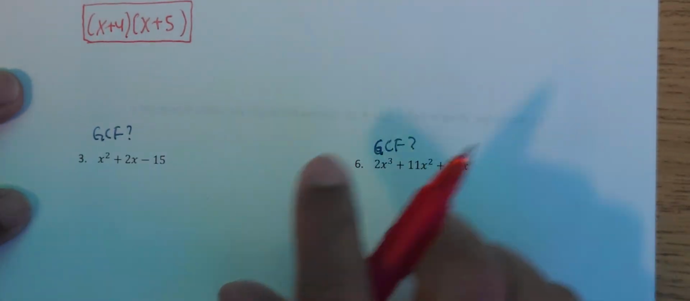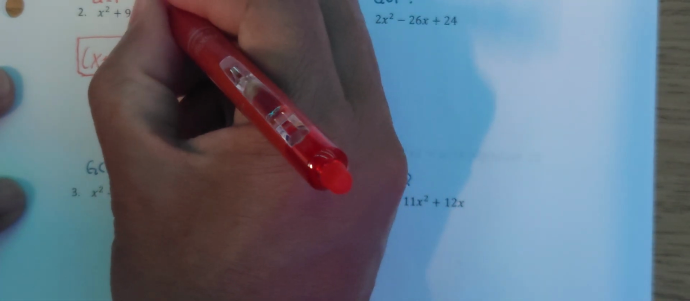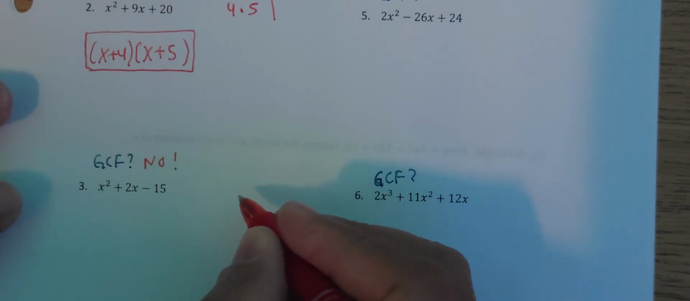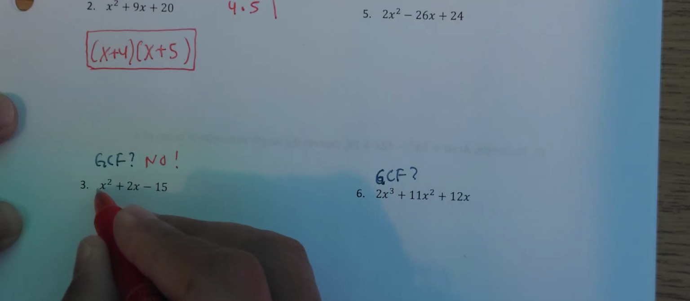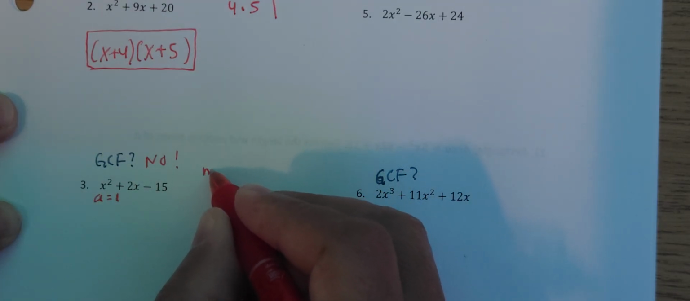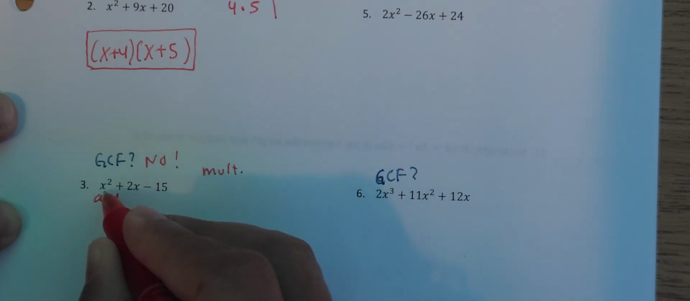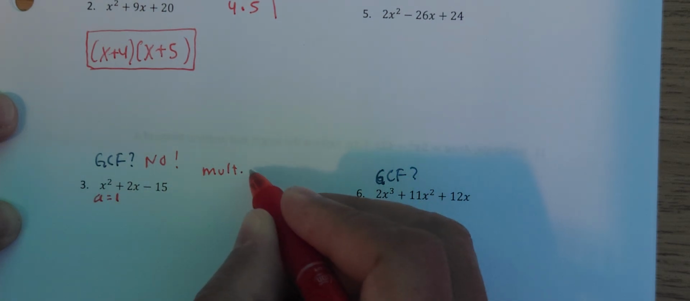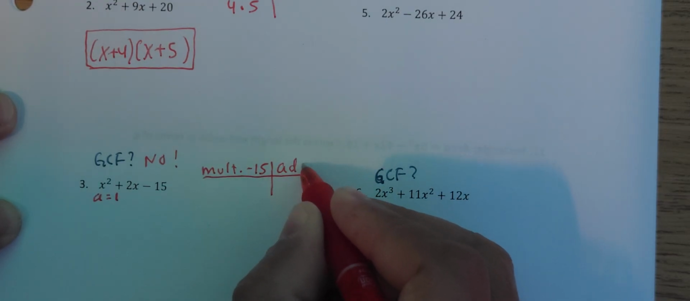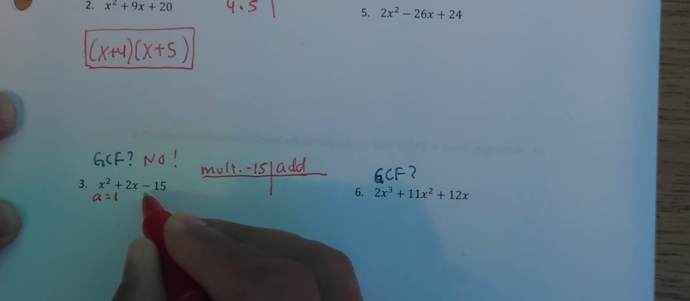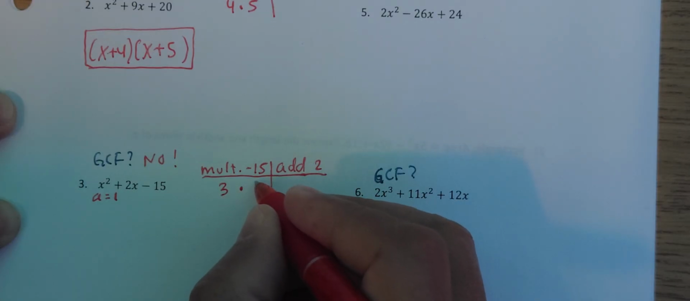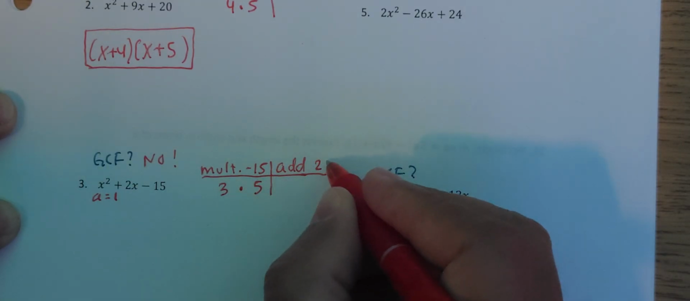Number 3, GCF again. In this case, there's no GCF either. Since a is 1 again, we can do simple factoring. So multiples of a times c, a being 1 and c being negative 15, that when we add those multiples, add to our b value of 2. For 15, that's simple, it's 3 times 5. But notice that when we add them, we end up with a positive 2.